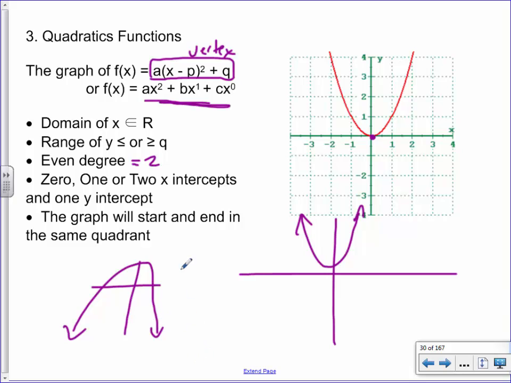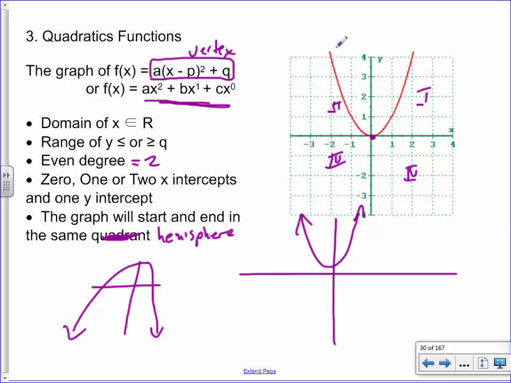So, okay, here's something really important. The graph will start and end in the same quadrant. I need to change that word because it's really not quadrant. Do you guys know how the quadrants of the graph work, where there's like 1, 2, 3, and 4? You guys know those quadrants? I actually did this wrong. I shouldn't say in the same quadrant. Can we change that to the word hemisphere?